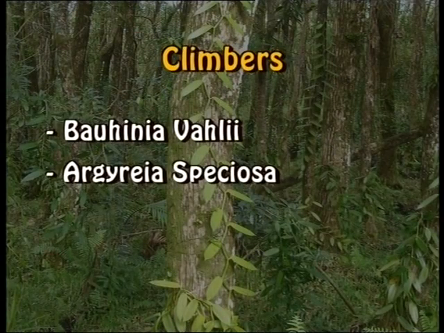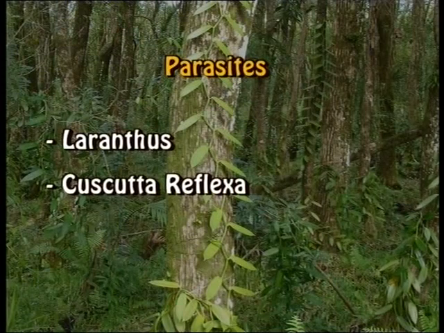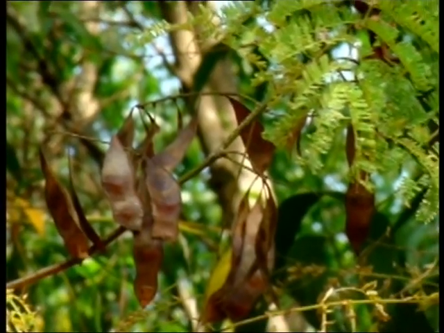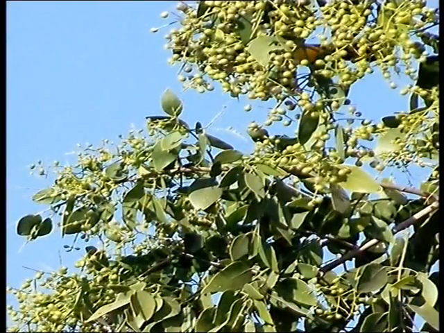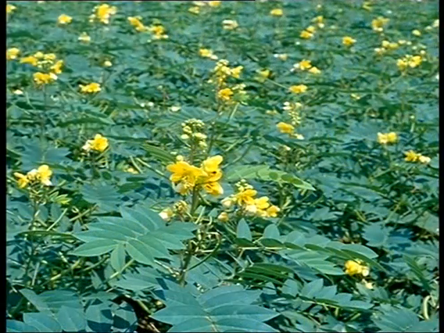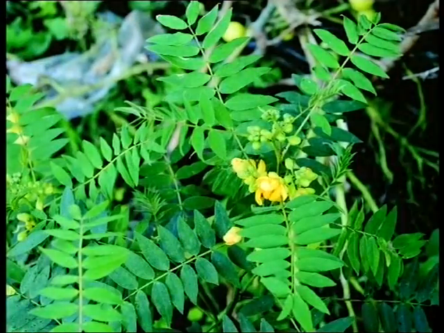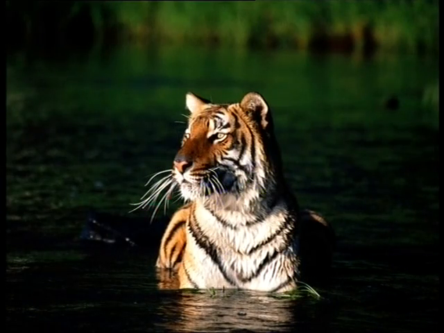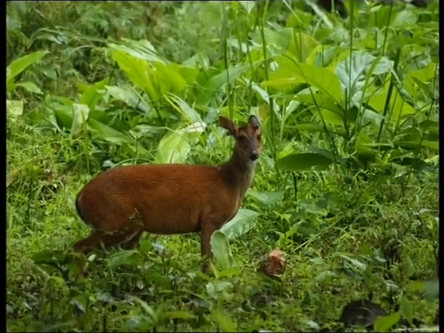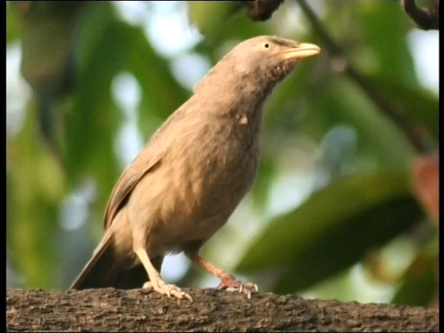The common climbers are Bauhinia vahlii, Argyreia speciosa. The common parasites are Loranthus and Cuscuta reflexa. The common shrubs are Acacia catechu, Salvadora, Capparis. The common herbs are Cassia tora, Cassia occidentalis, and grasses like Andropogon, Themeda, and Chrysopogon. The common animals are tiger, cheetal, barking deer, flycatchers, babblers, and hornbills.